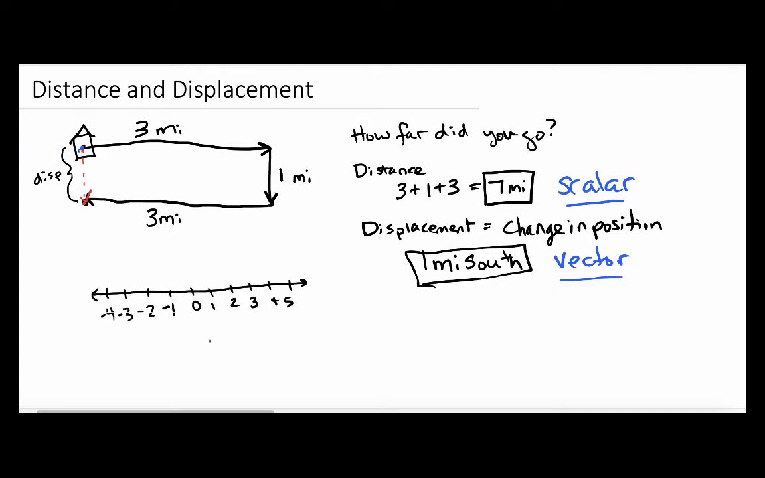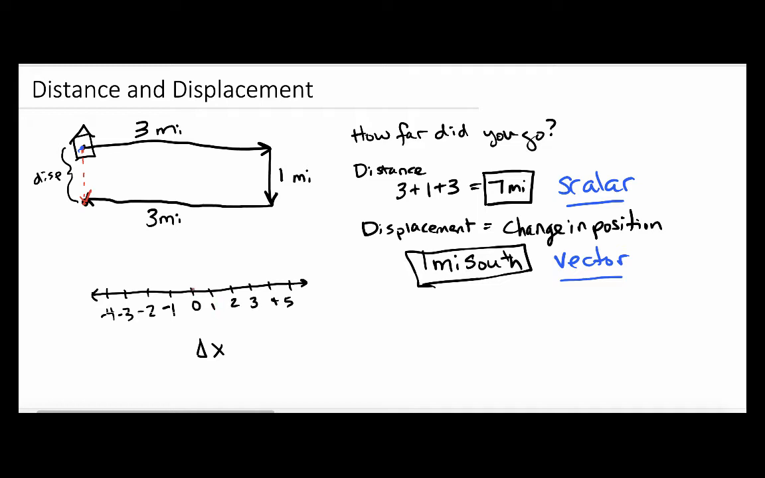So displacement is the change in position. Now, we're going to call position, since we're moving back and forth in the x-plane as opposed to up and down in the y-plane, we're going to call this our x. Displacement is the change in position. So delta means change in, and x is the position.